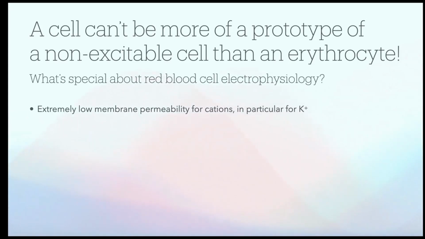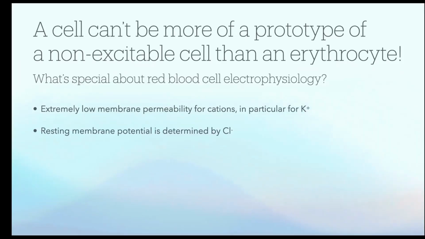Well, one major property that is completely different to all other cells is the extremely low membrane permeability for cations, and in particular for potassium, at least in the resting state. And this means, in turn, that the resting membrane potential is not determined by the potassium, as in most other cells, it's determined by the chloride. And this means the resting membrane potential is approximately minus 12 millivolts.